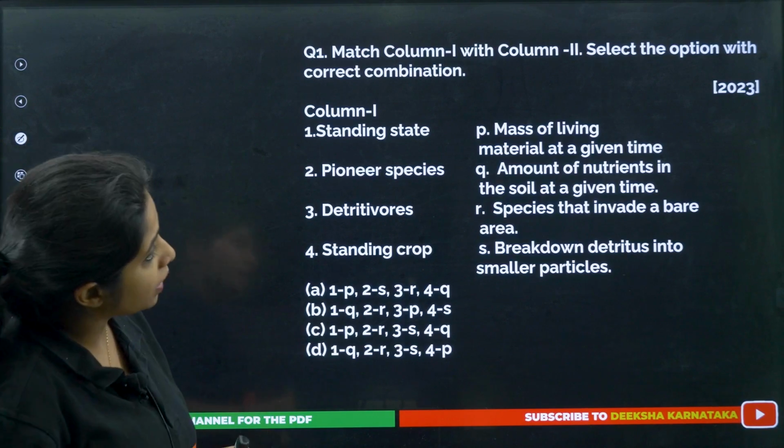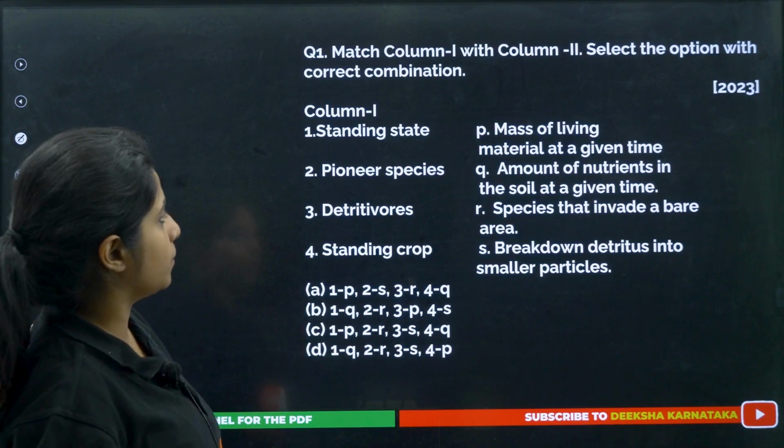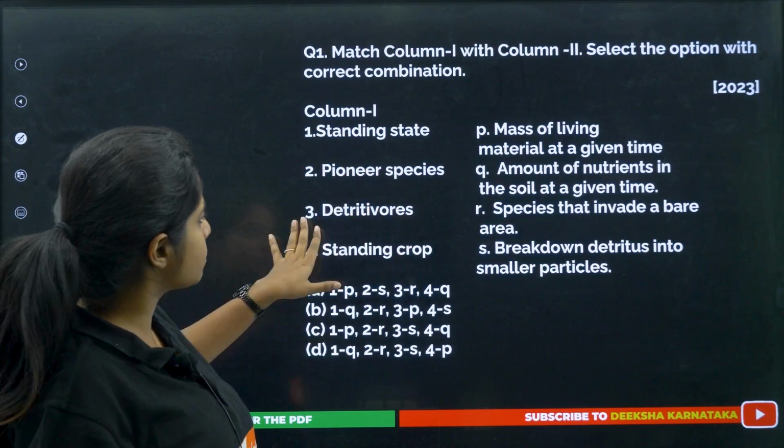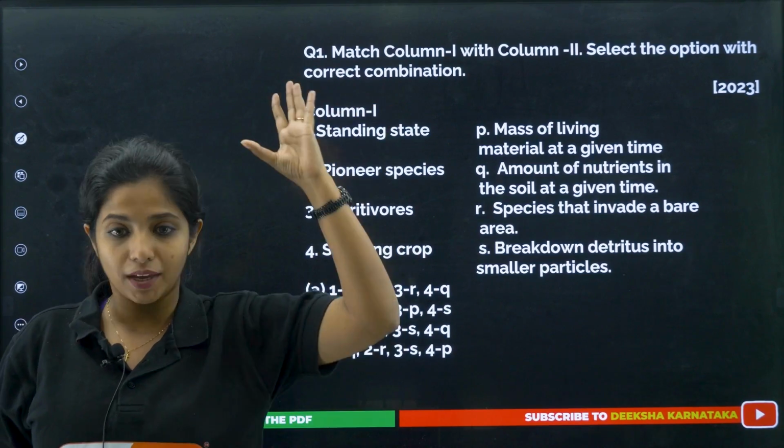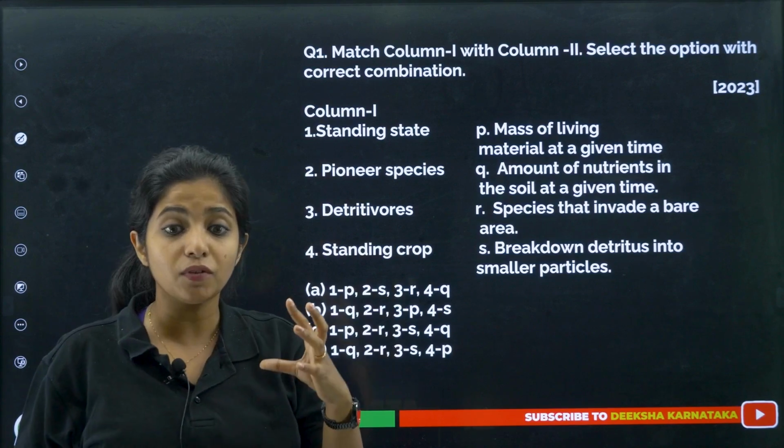Match column 1 with column 2. Select the option with correct combination. Column 1 says standing state, pioneer species, detritivore, standing crop. My dear children, pioneer species, we'll start from there because it's the easiest one. Pioneer as in someone who is first.